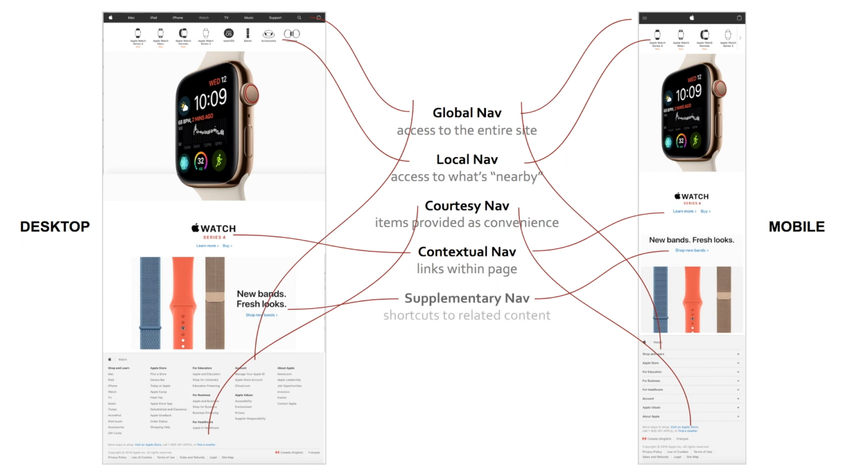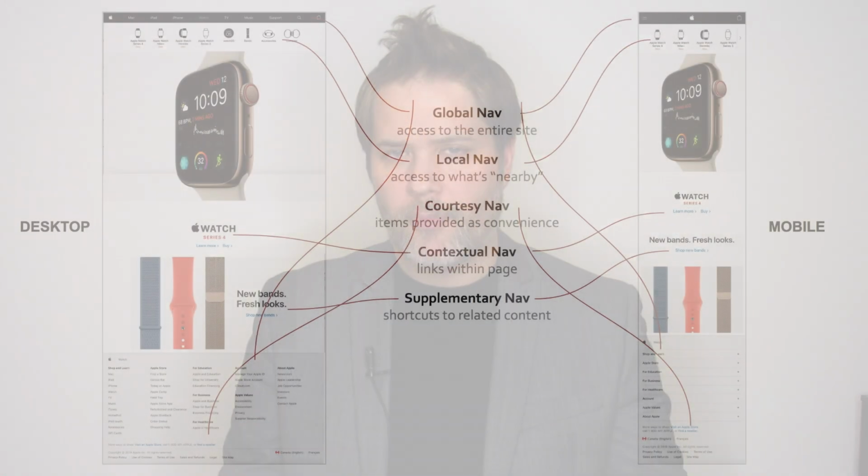And finally, on this page, we have an example of supplementary navigation. Whereas this content or this navigation doesn't provide context to the experience, it allows users to visit related content without having to go back to the global navigation or the local navigation and choose an element from there.